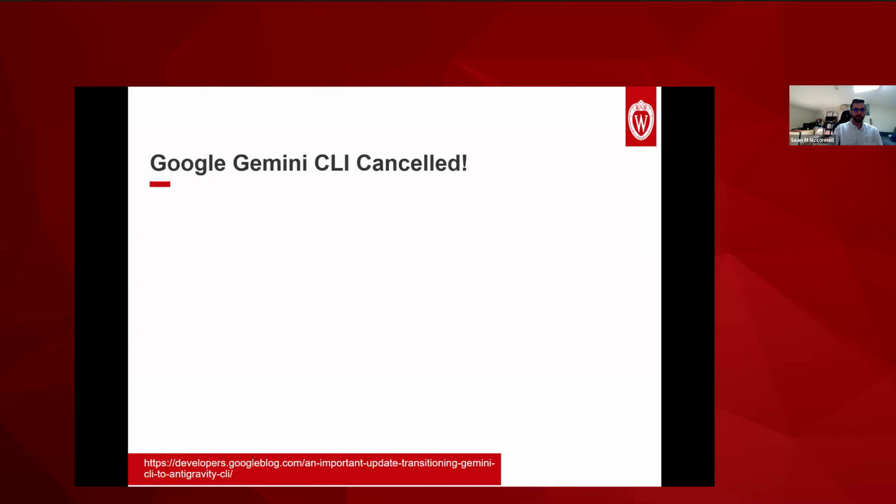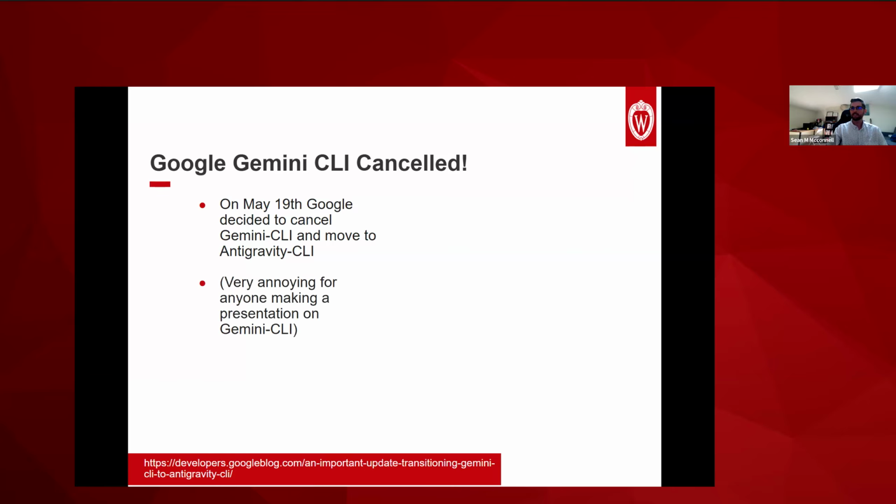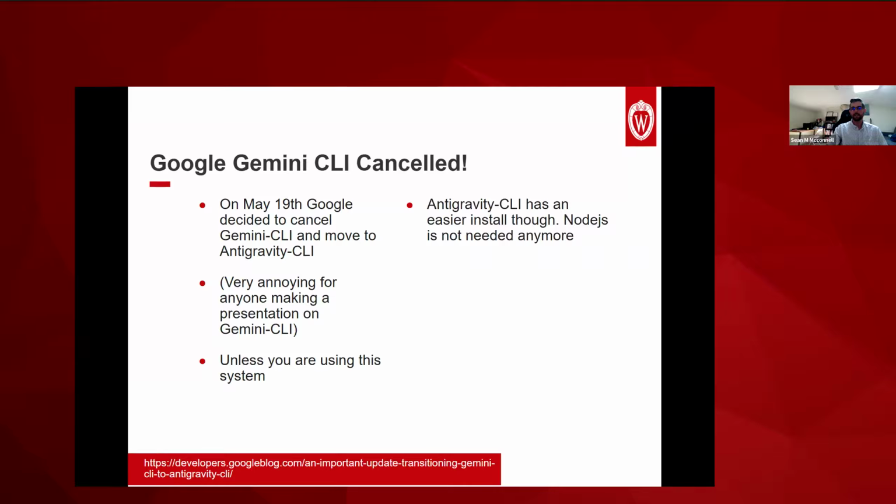So yeah, Google Gemini got canceled. That was super fun about a week ago. I ended up changing the title for this presentation and everything. But Google canceled Gemini CLI and they're moving to anti-gravity CLI, which is sort of annoying, especially for making a presentation on this. But no worries, because since we're using this system, it's just going to work out of the box. And the anti-gravity CLI is a lot easier to install.